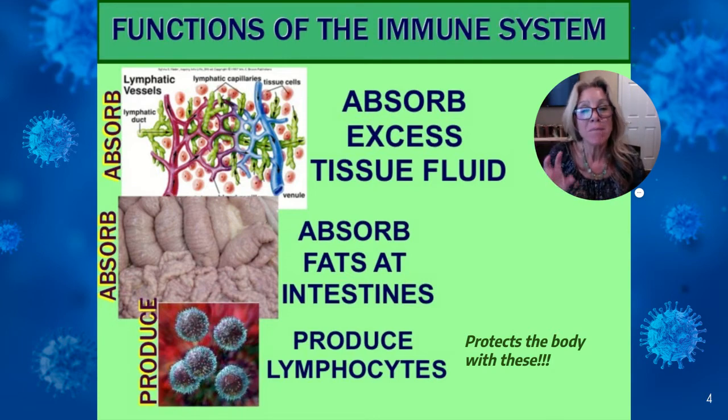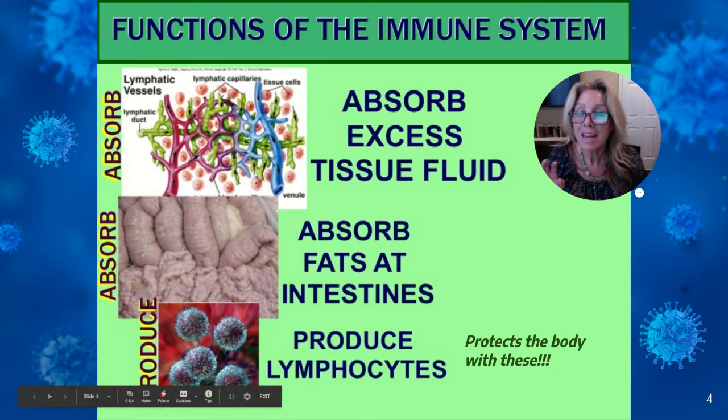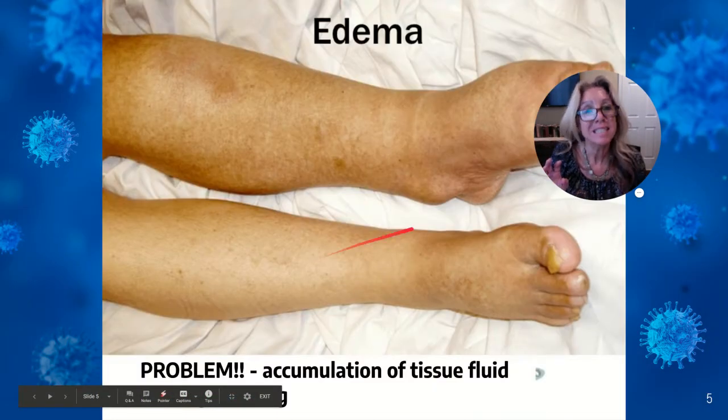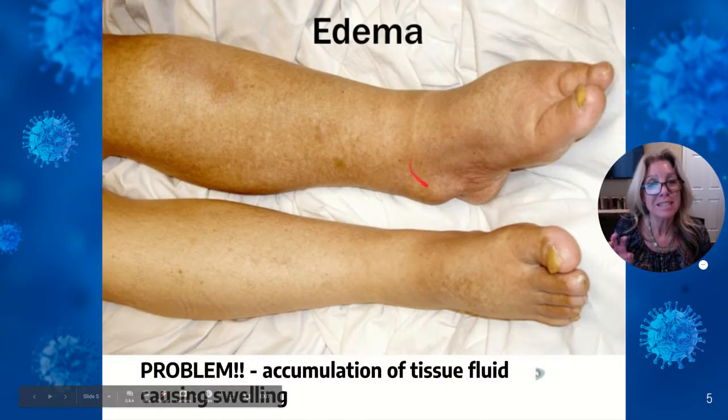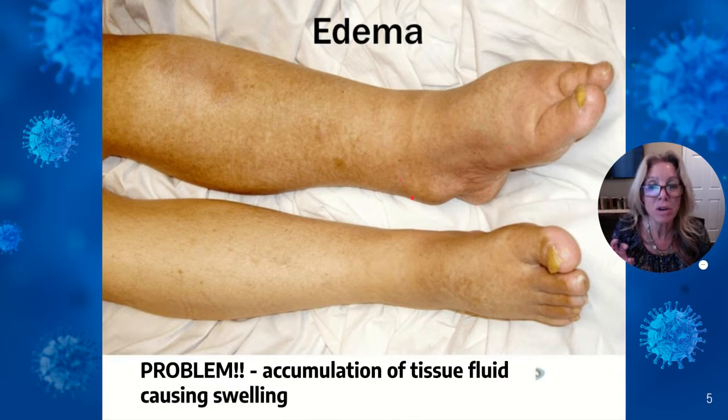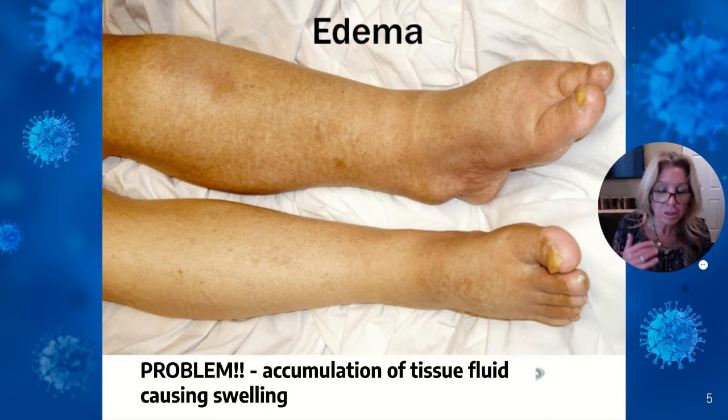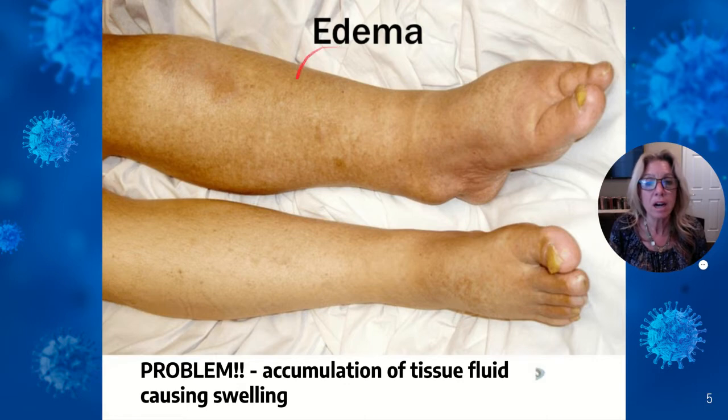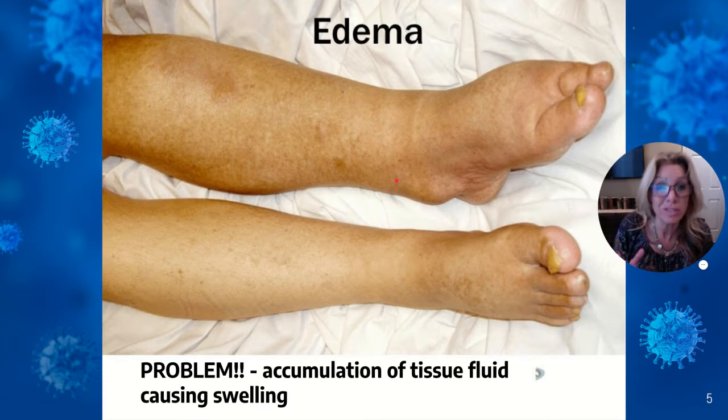Now, if this excess tissue fluid doesn't get picked up and it starts to build up, then what you will end up having is an edema. So you have a slight swelling here, got some cankles going on. This is a problem. So on your notes, problem: edema, an accumulation of tissue fluid causing a swelling. This is not like a blister that you could pop and drain. This is extra fluid around every single cell in this person's ankle and calf.